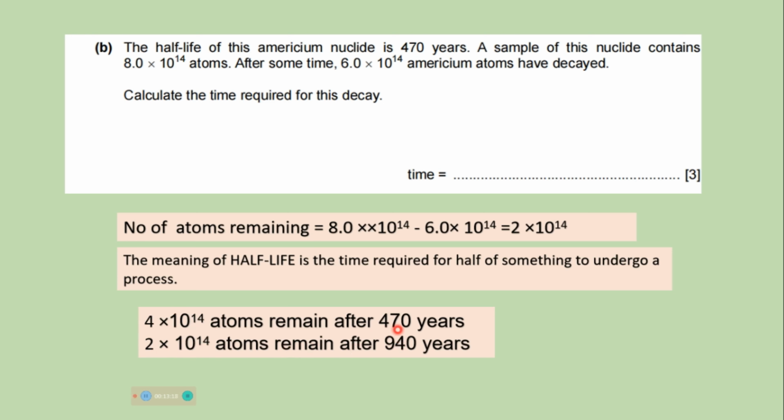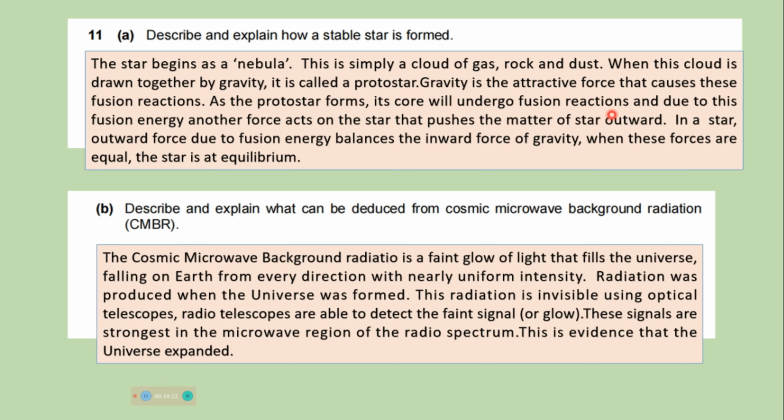Describe and explain how a stable star is formed. The star begins as a nebula. This is simply a cloud of gas, rock, and dust. When this cloud is drawn together by gravity, it is called a protostar. Gravity is the attractive force that causes these fusion reactions. As the protostar forms, its core will undergo fusion reactions. And due to this fusion energy, another force acts on the star that pushes the matter of the star outward. In a star, the outward force due to fusion energy balances the inward force of gravity. When these forces are equal, the star is in equilibrium.